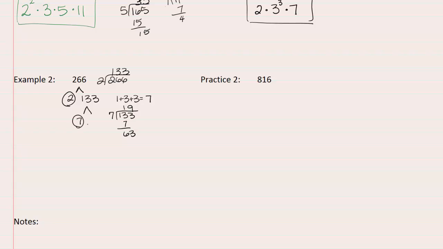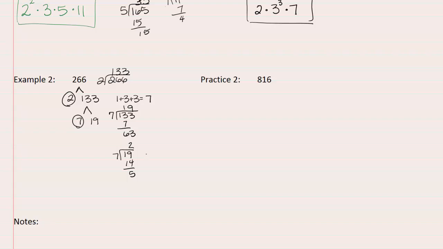7 does. It's 7 times 19. Well, 19, 1 plus 9 is 10, so it's not divisible by 3. It's not even. It doesn't end in a 5. 7. Does 19 divide by 7? No, it doesn't divide by 7.